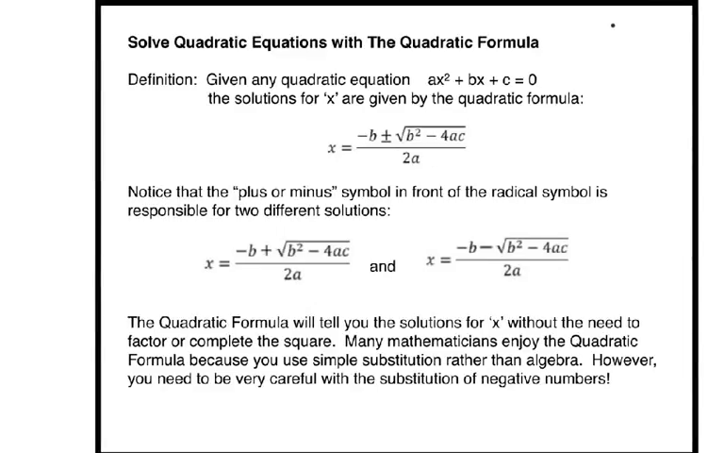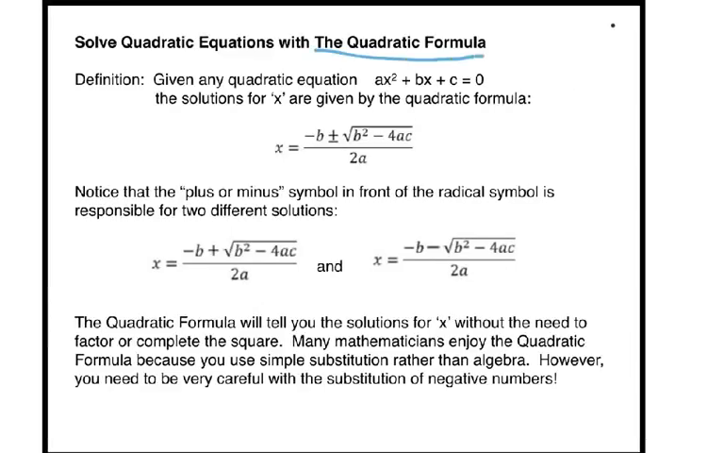This lesson is about solving quadratic equations with the quadratic formula, everyone's favorite. Let's review the definition. Given any quadratic equation ax squared plus bx plus c, the solutions for x are given by the quadratic formula. Negative b plus or minus the square root of b squared minus 4ac all over 2a. Notice that the plus or minus symbol in front of the radical symbol is responsible for two different solutions.